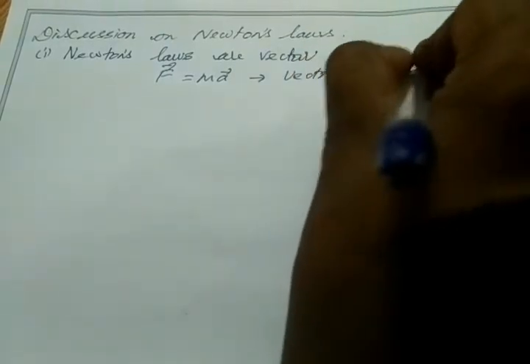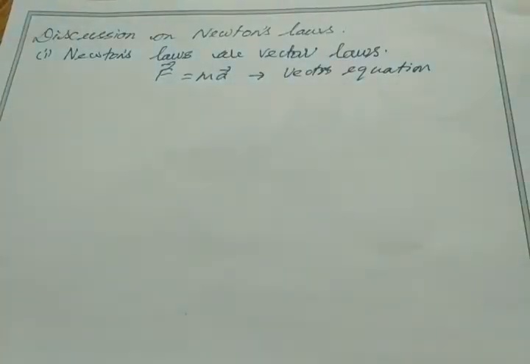The equation F equal to ma is known as a vector equation. So what is meant by vector? It has both magnitude and direction. Scalar means it has only magnitude. So Newton's second law, F equal to ma, is a vector equation.